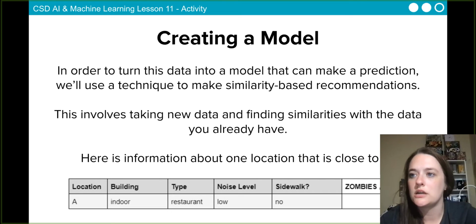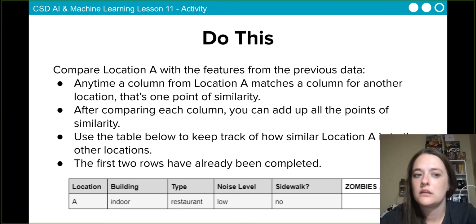How similar? You're going to be comparing the other locations on the second part of your activity guide with location A. All right, so compare location A with the features from the previous data. Anytime a column from location A matches a column for another location, that's 1 point of similarity. After comparing each column, you can add up all the points of similarity. Use the table below to keep track of how similar location A is to the other locations.